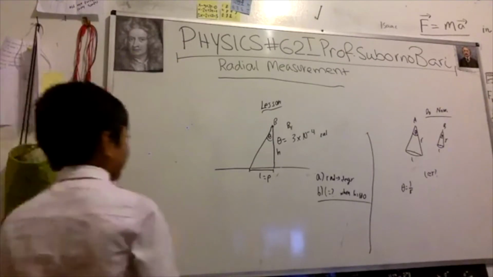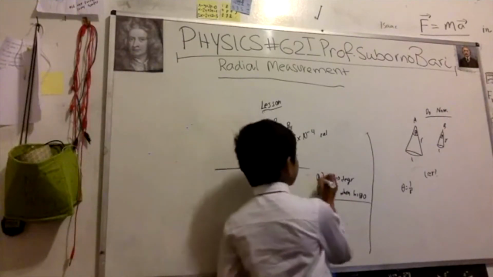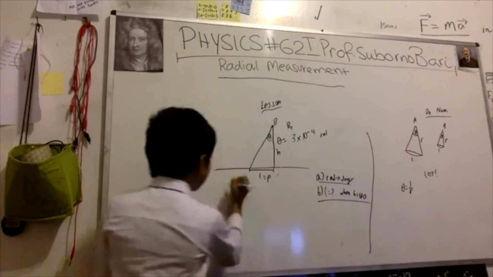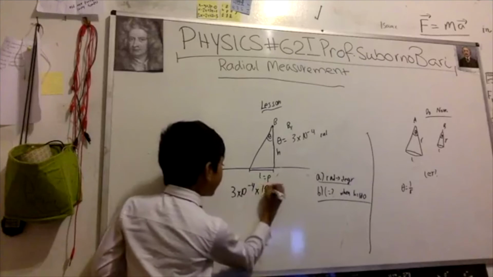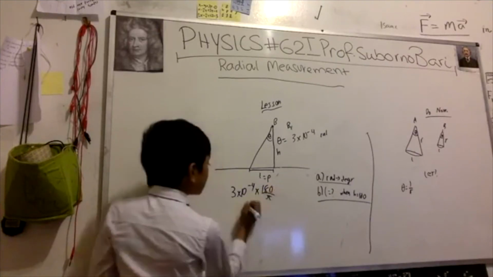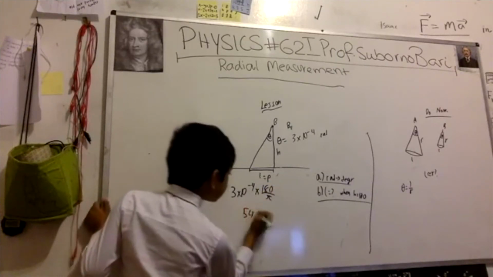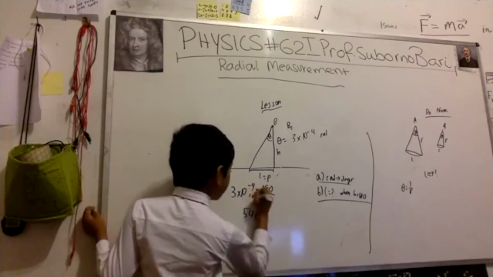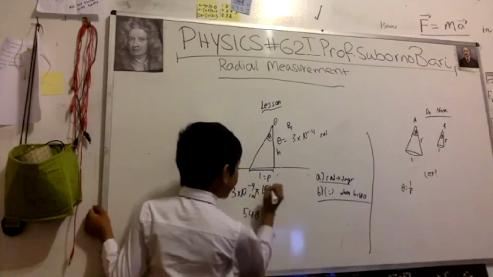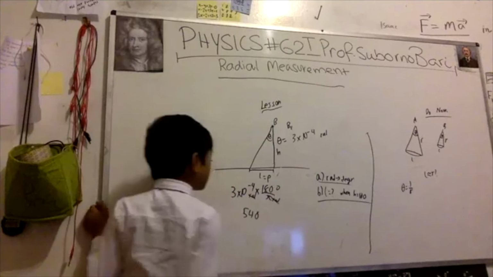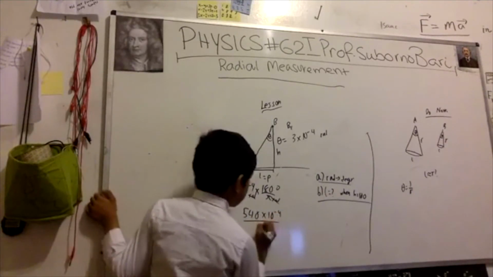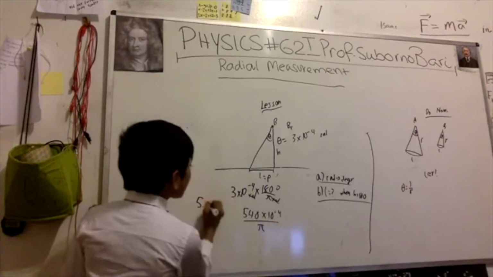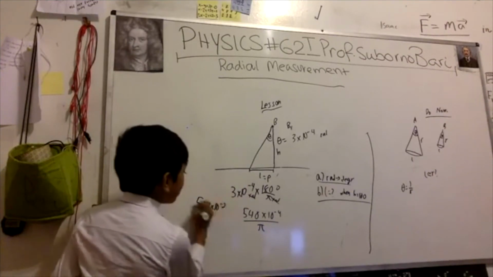Okay. So let's start by converting radians to degrees. 3 times 10 raised to the negative 4 times 180 over pi, of course. Professor, you didn't write rad. Really? I have to? Yes. So 5.4 times 10 raised to the negative 2 over pi.